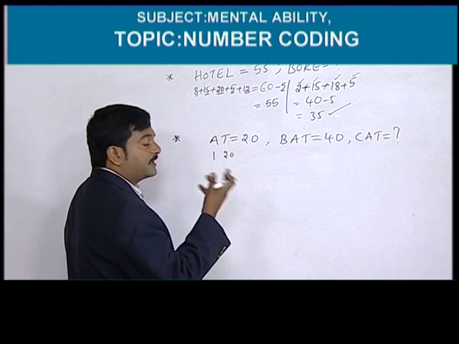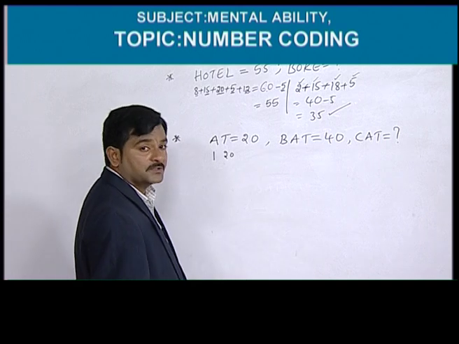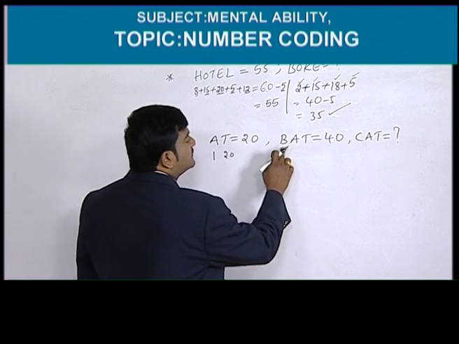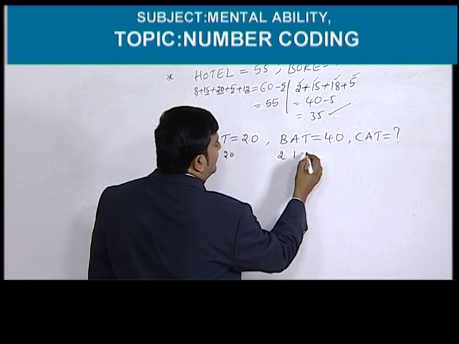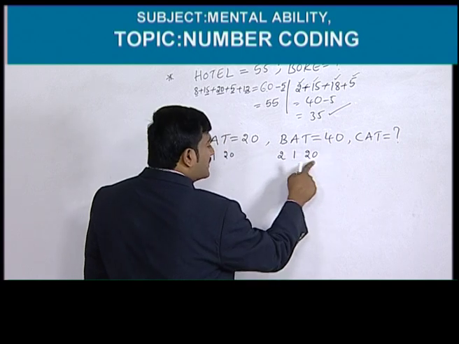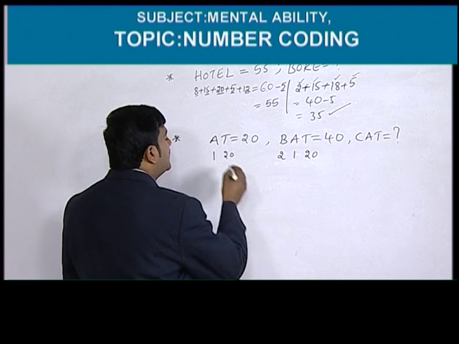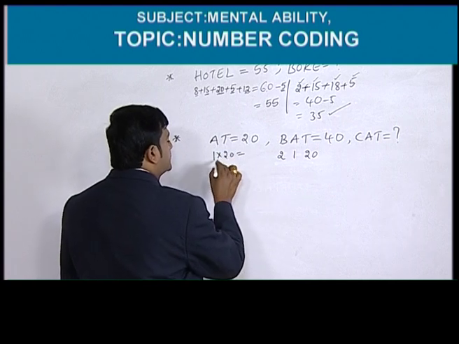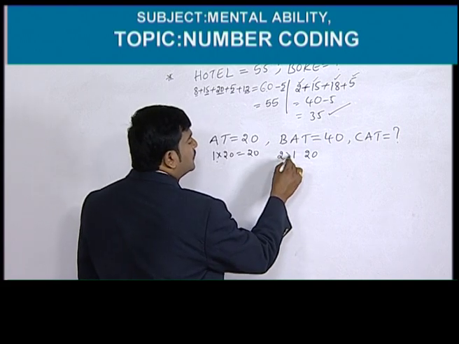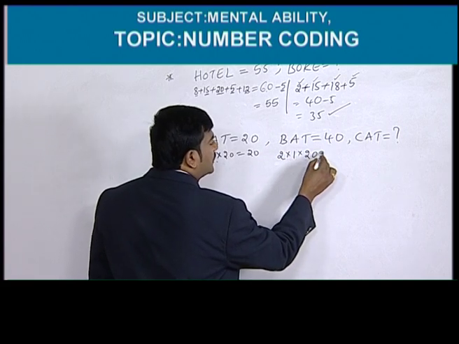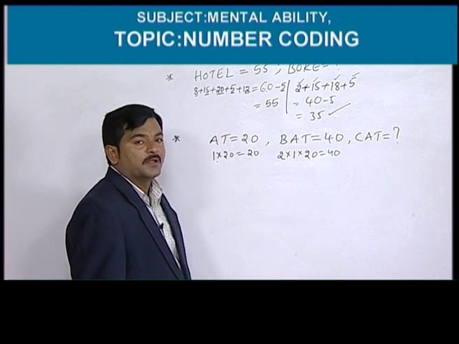We cannot say directly multiplication, addition or subtraction. We can take the second word also, so that you will get the idea. The second word is what? BAT, bat. B means 2, A means 1, T means 20. If I am adding, is it possible to get 40? No. What does it mean? There is a concept of multiplication. 1 into 20 is equal to 20, 2 into 1 is equal to 2, 2 into 20 is equal to 40. There is a concept of multiplication.